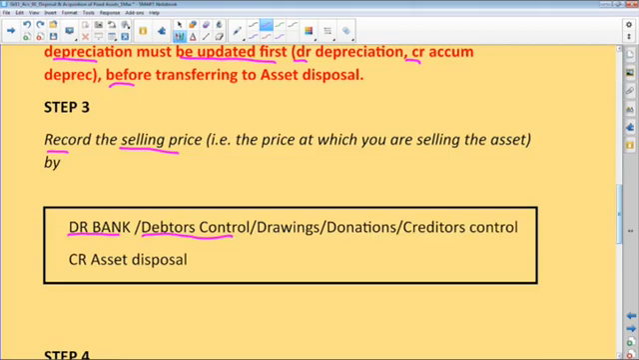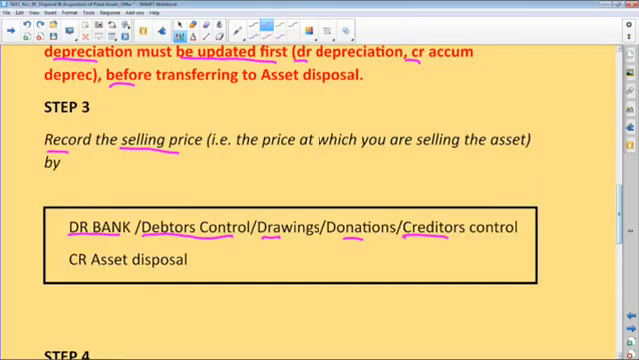If, let's assume, the owner decides he wants to take the asset for personal use, you're then going to debit drawings. Let's assume he wants to donate the asset to the local high school. You then will debit donations. Or if the asset is being traded in, so in other words, I'm giving in my old to buy a new, I'm going to then debit creditor's control. So the accounts that I've just highlighted, one of the accounts will be debited depending on the nature of sale. Right, that's the account debited. You're then going to credit, once again, this account called asset disposal.